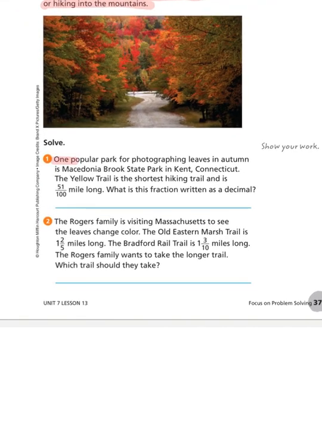It says, one popular park for photographing leaves in autumn is Macedonia Brook State Park in Kent, Connecticut. The yellow trail is the shortest hiking trail and is 51/100ths of a mile long. What is this fraction written as a decimal? So I'm going to circle the number 51/100ths, and I'm going to underline the question. What is the fraction written as a decimal?